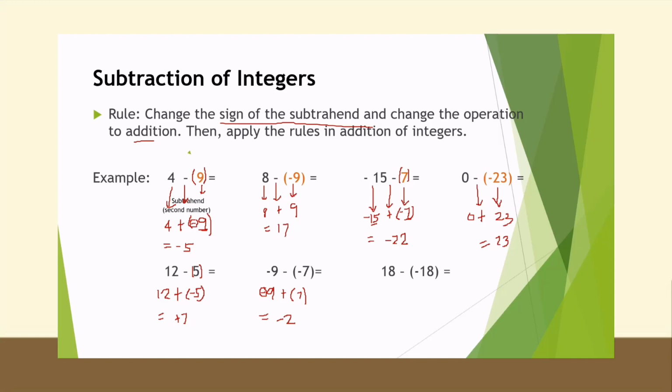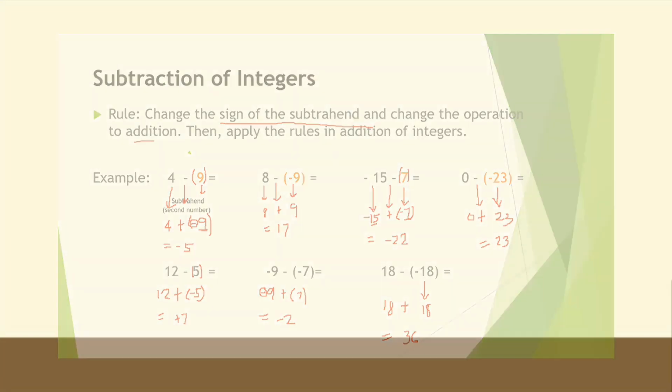Next, 18 minus negative 18. So change the sign. This will become positive 18. Then proceed to addition. Copy the first number. So 18 plus 18 is equal to 36 or positive 36. Okay? So that is how you subtract integers. You just follow the rules.